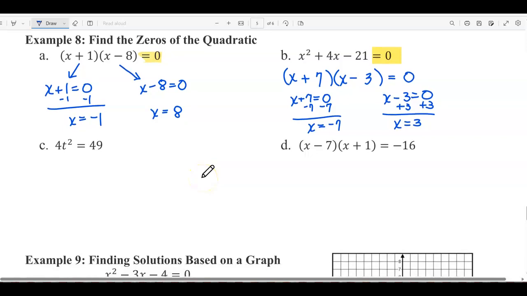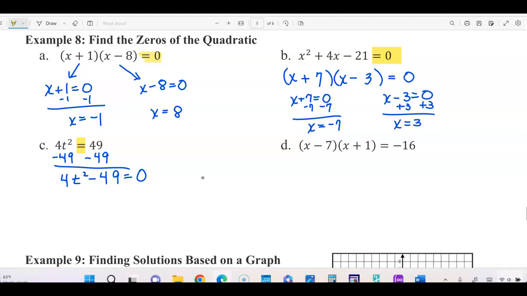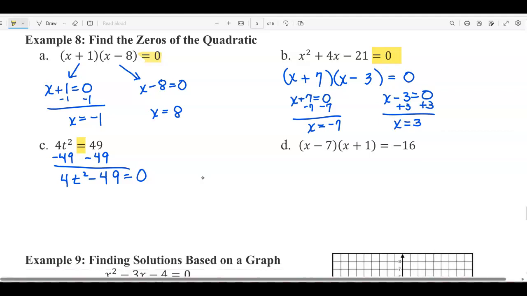Part C, notice here's a problem where it is not set equal to 0, so I have to work for that. I'm going to take the 49 and move it. The opposite of adding 49 is subtracting. I'm going to do it to both sides. Get 4t squared minus 49 equals 0.